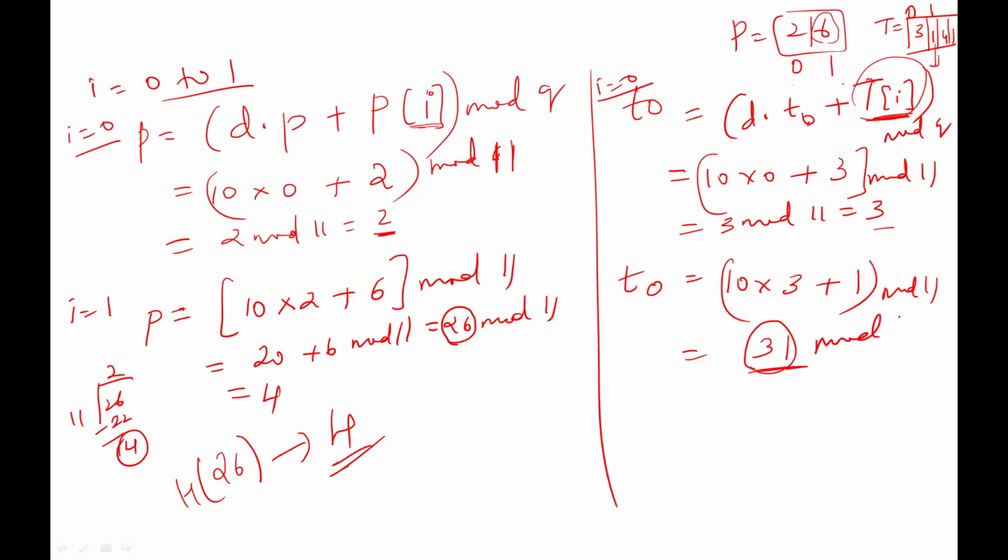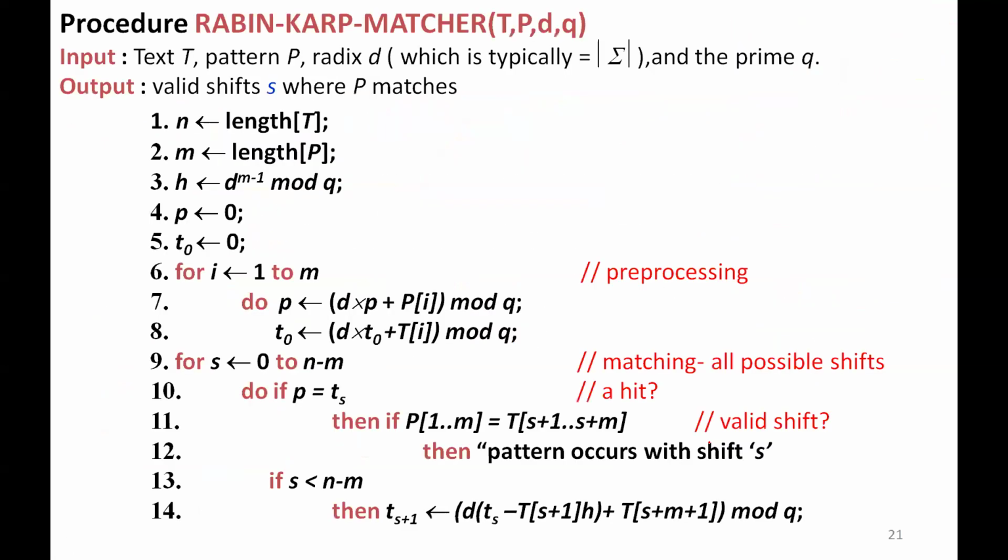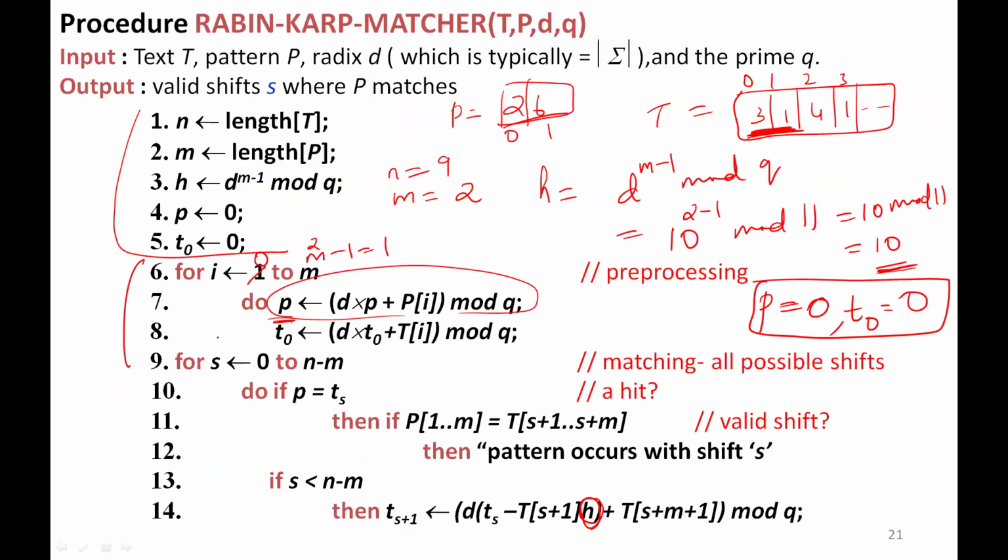Now we take mod 11. What is 31 mod 11? When we try to find out, we get the answer as 9. So now once you find these two, what is the next step? The for loop is over. The first set of for loop is over.